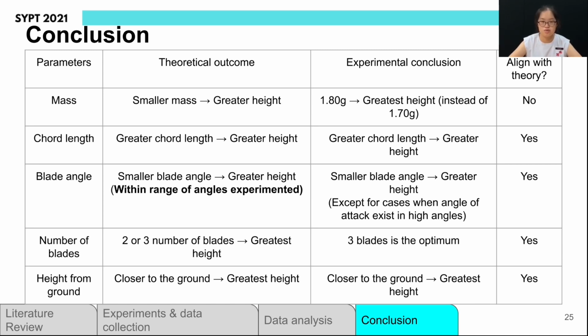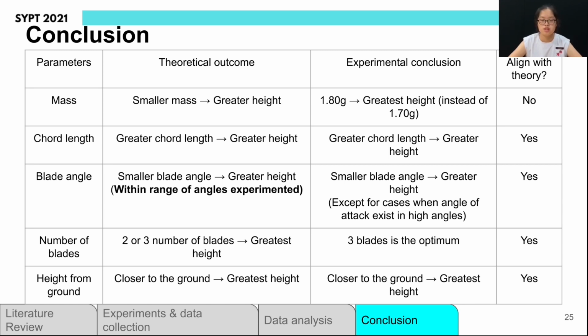By theory, the longer the chord length, the higher the aspect ratio, thus the greater the maximum height of the hand helicopter, and indeed, our findings align with the theory. By theory, a smaller blade angle will yield a greater height, and our experimental conclusion showed that. For the number of blades, the theoretical outcome was that 2 or 3 blades should fly to the greatest height, and our experiments showed that 3 is the optimum number of blades.